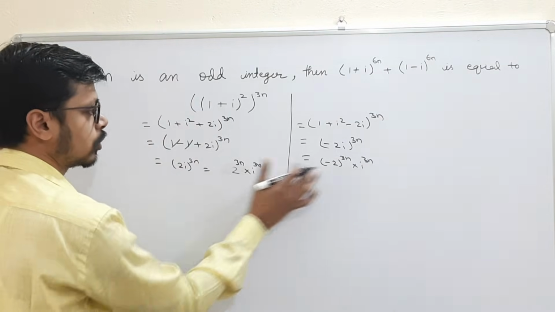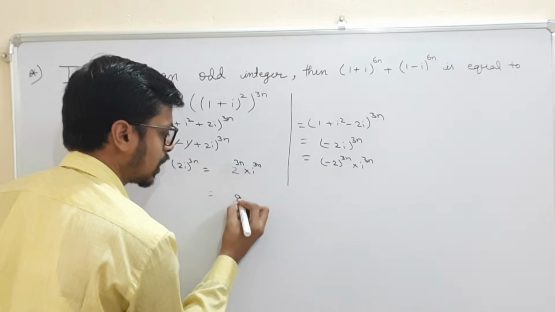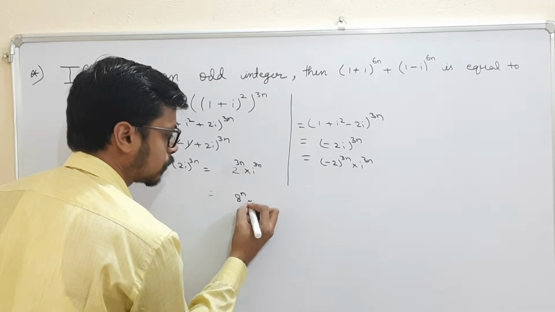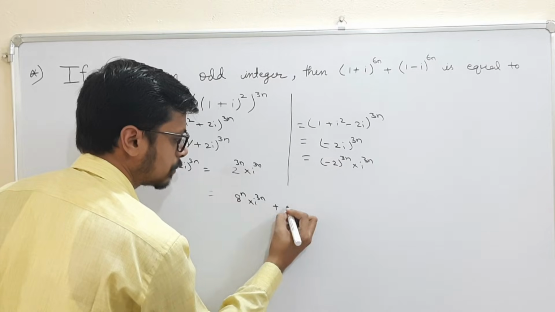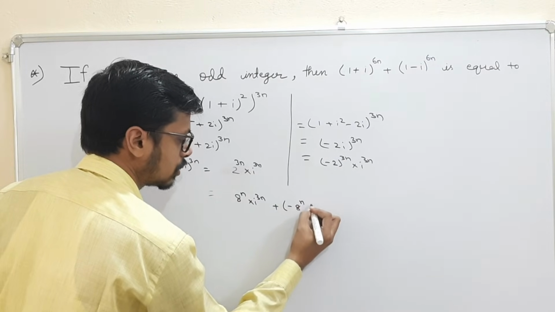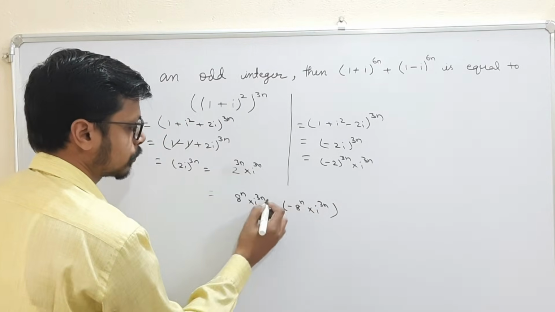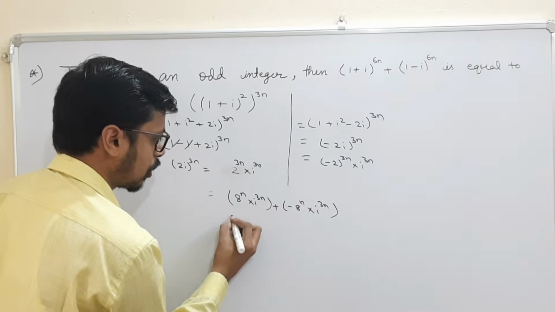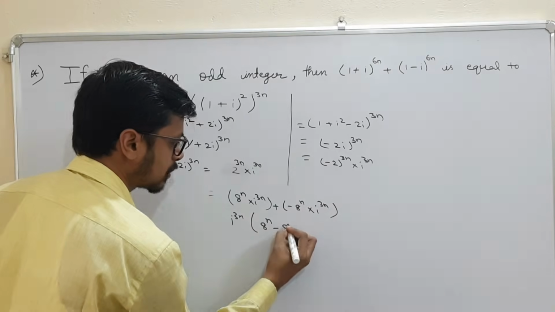Okay. Now the question is telling you to sum these two. So 2 power 3 means what? 8 power n into i power 3n, and then add with minus 8 power n into i power 3n. In this, can we take i power 3n common? So what will remain here? 8 power n minus 8 power n.